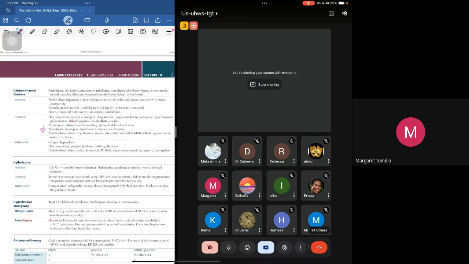the afterload, right? So remember, afterload is due to the contraction of the smooth muscles of the arteries, and preload is due to the contraction of the smooth muscles of the veins, right? So in order to decrease the afterload, we are going to give such a drug that acts on the smooth muscles of the arteries, right? Not the veins. And nitroglycerin only acts on the smooth muscles of the veins. It does not act on the smooth muscles of the arteries, right?